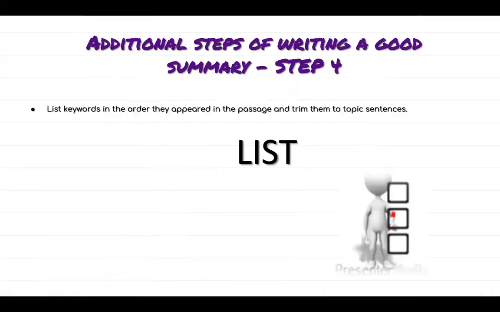Lovely. Additional steps of writing a good summary. Step 4, you list. After keeping, list the keywords in the order they appeared and trim them to topic sentences. What this is going to do for you is give you an idea. Sometimes those topic sentences may not make sense. That's the point. That's the point of editing.